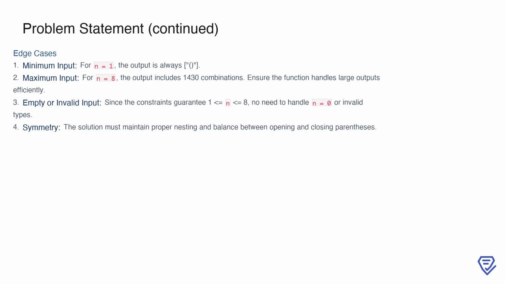There's no need to handle invalid or empty inputs, as the constraints guarantee that n is always between 1 and 8. Another key consideration is symmetry. Every valid combination must maintain proper nesting and balance between opening and closing parentheses. By adhering to these constraints, we can ensure the solution is both correct and efficient.